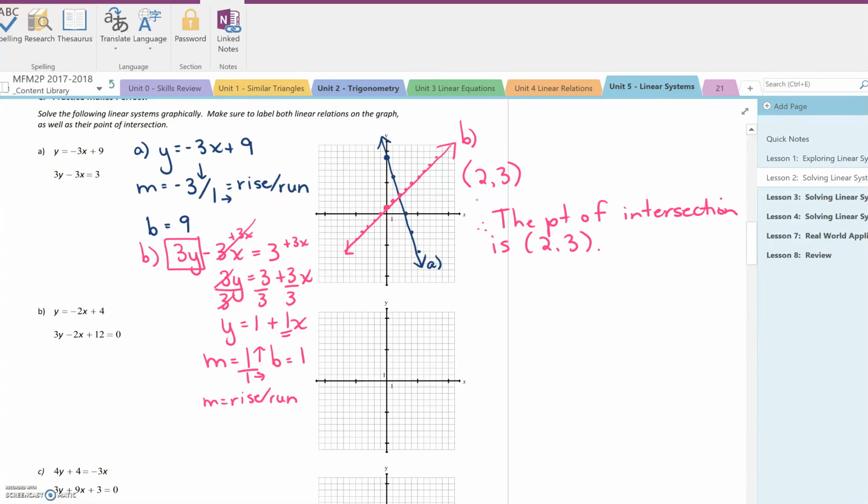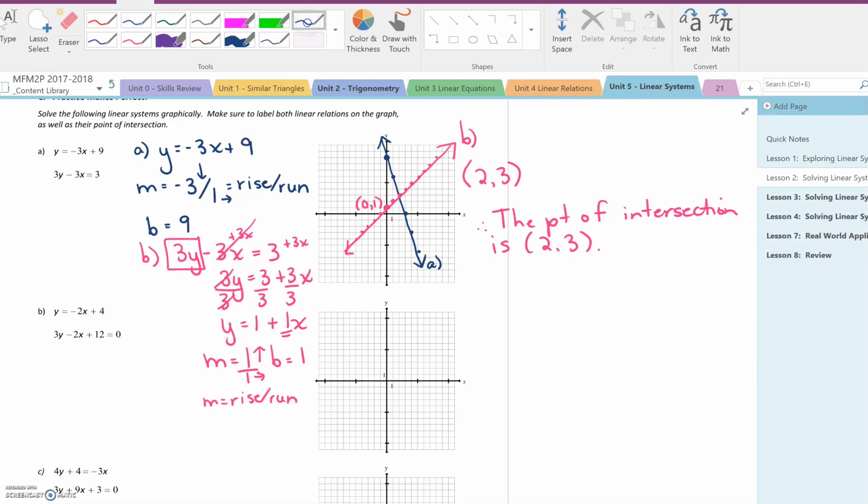You can also label your y-intercepts. So the y-intercept is (0, 1) for this graph, and it is (0, 9) for this graph. Since it's a y-intercept, you label the y values and the x values are 0.